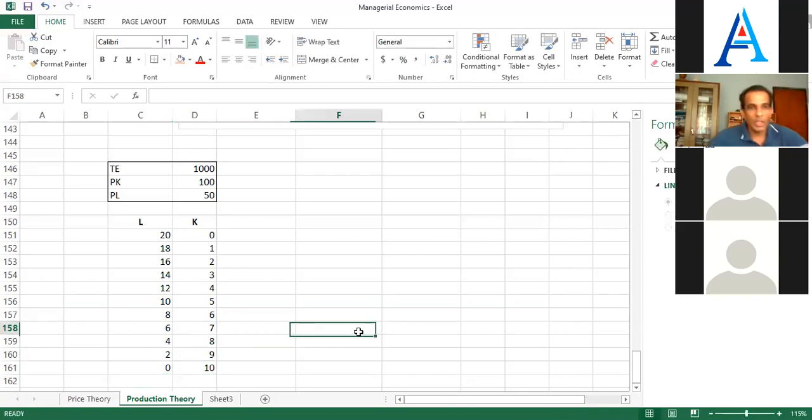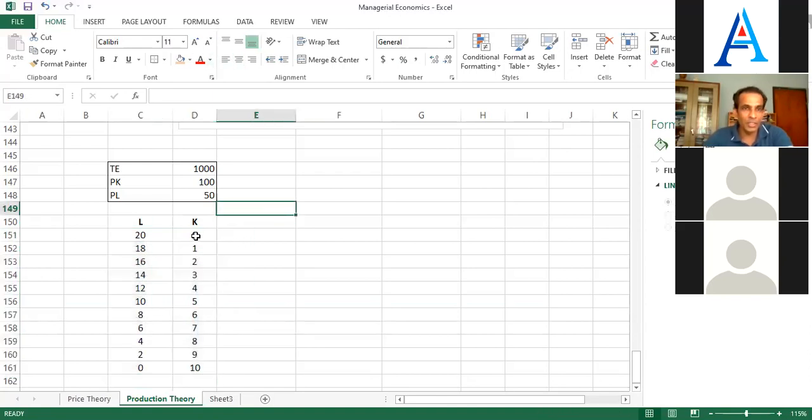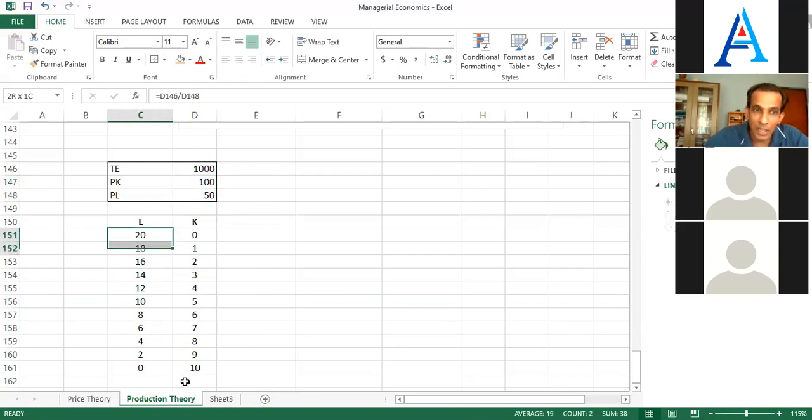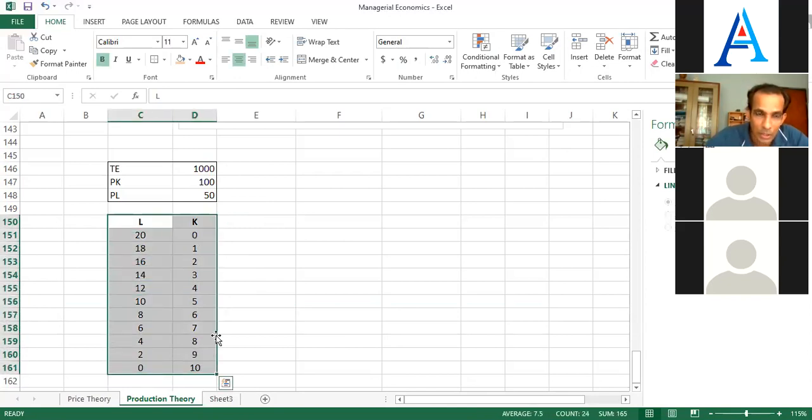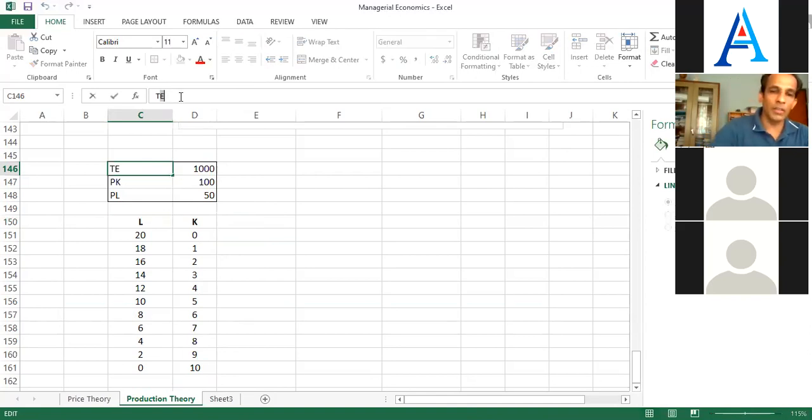So this shows the different levels of labor and capital. Is that clear? This shows the different levels of labor and capital they can use subject to this information. If the total amount the firm can spend for the inputs is 1,000, the price of capital is 100, and the price of labor is 50, this shows all the possible combinations of inputs. This TE can be either outlay or budget. So it is total outlay, or we can say it's a budget.